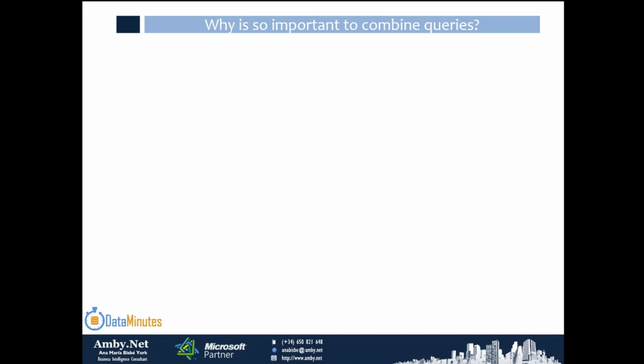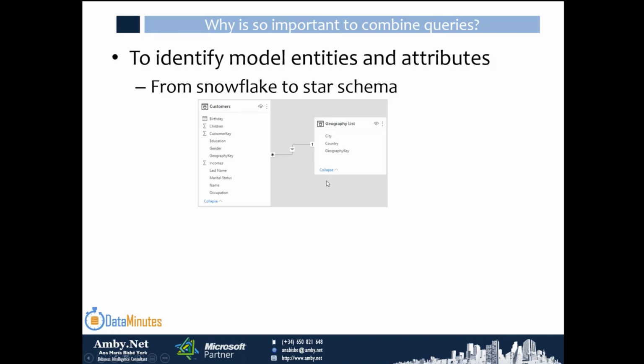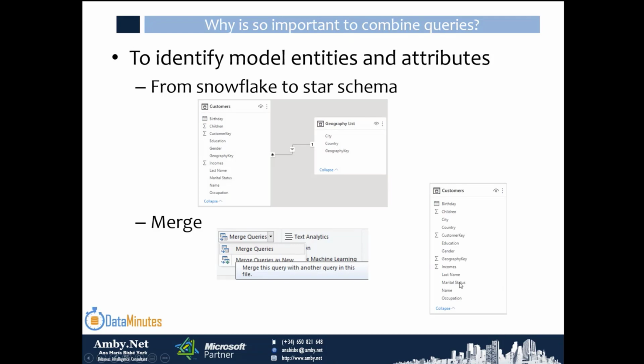Case two, for the same reason, to identify model entities and attributes: if we have a snowflake schema and we have some attributes in a different table, the best way to shape our tabular model is to merge queries and join all the columns in just one query, and then one table. So all the columns for customers are together. It's the best choice here.